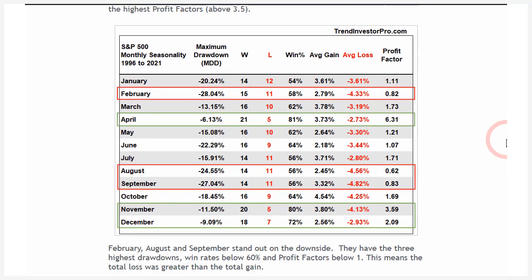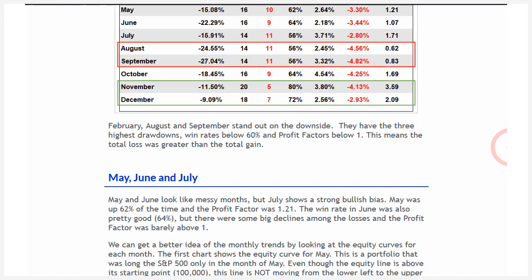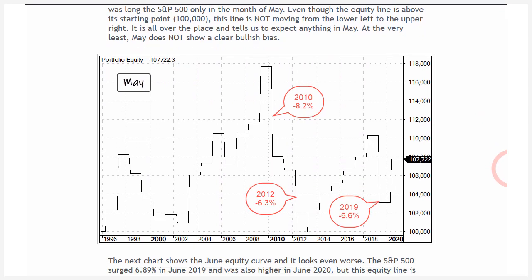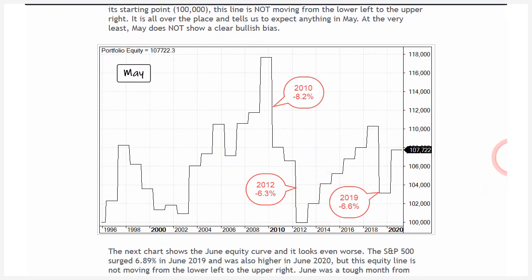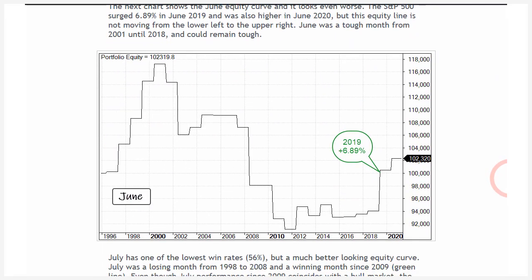You know, you can see that May is up 62% of the time and the profit factor is 1.21. Well, that seems pretty good. But then when you look at the equity curve here, you can see that, well, really May is just all over the place. And so let's look at June. Does June look any better? Well, June started out good in the 90s, and then in the 2000s, all the way from 2000 to 2011, had a really rough patch, and then went nowhere.